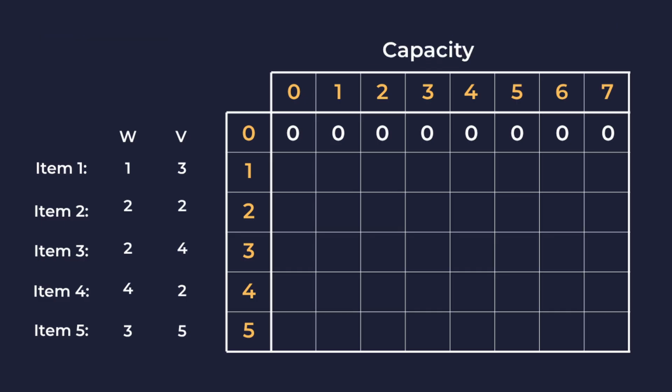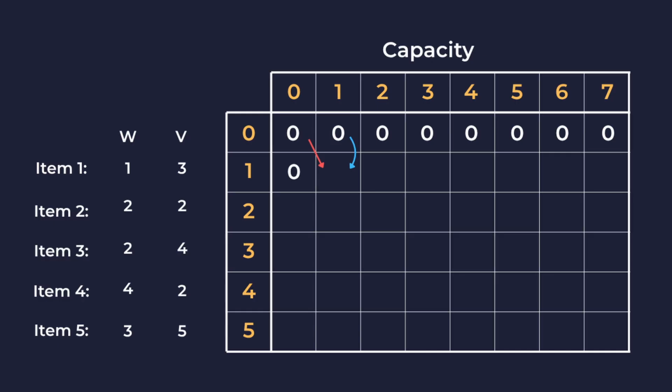Item 1 has weight 1, which doesn't fit in capacity 0, so we put 0. For capacity 1, we have enough room to fit item 1, so let's compare our options. Notice the two arrows pointing to the current cell. The blue arrow shows option 1, keep the current best value, taking the value from above, which is 0. The red arrow shows option 2, include current item.